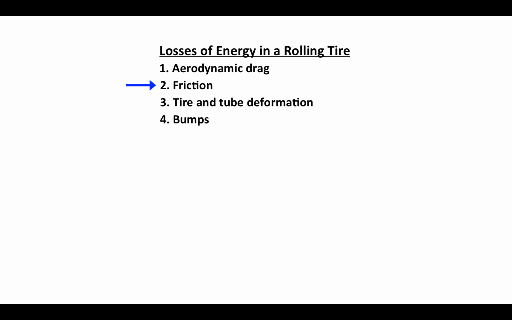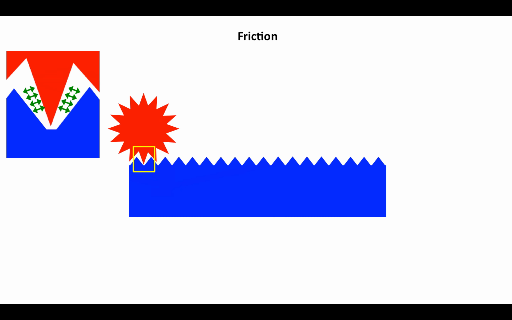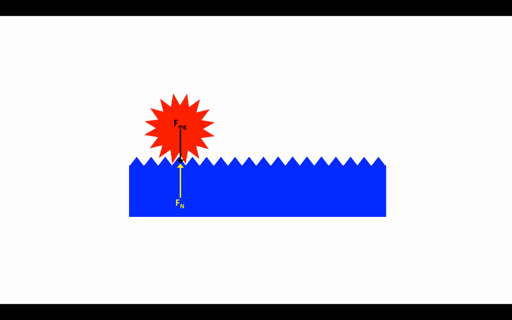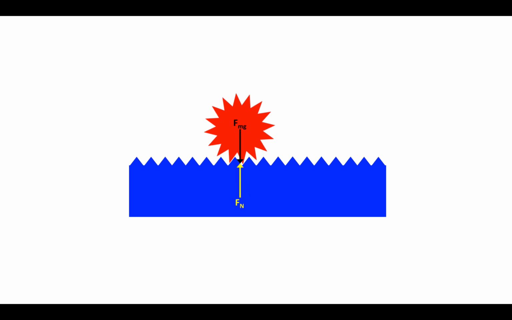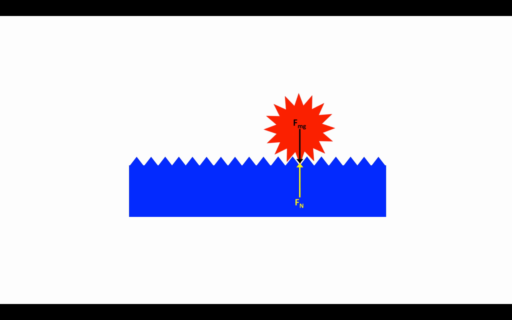Next is friction, and specifically friction between the tire and the road surface. In the earlier chapter on friction, we looked at the intermolecular attraction between asperities in the tire and asperities in the road surface. And we talked about how these intermolecular attractions have to be constantly broken and reformed as the tire rolls.